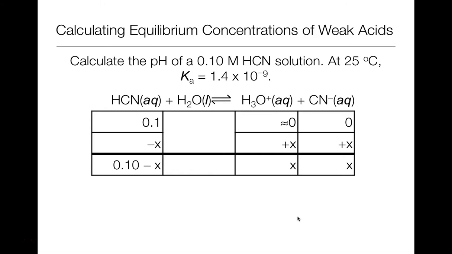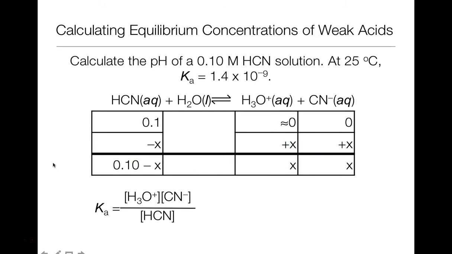Again, we set up our change row. The only thing in there is hydrogen cyanide and water, so the hydrogen cyanide has to be consumed. It reacts with water to produce hydronium and cyanide. That's why we have subtracting x: a certain amount of HCN is consumed by reacting with water to produce an equal amount of hydronium and cyanide.